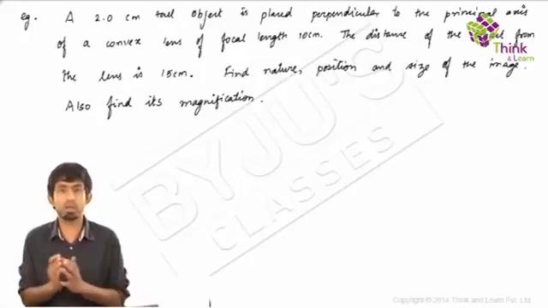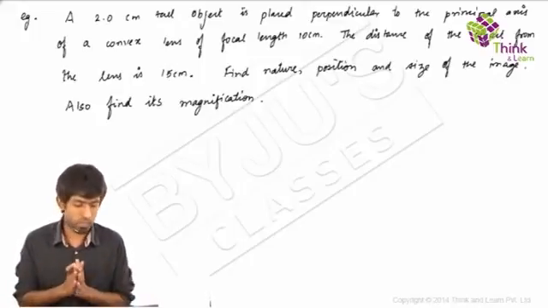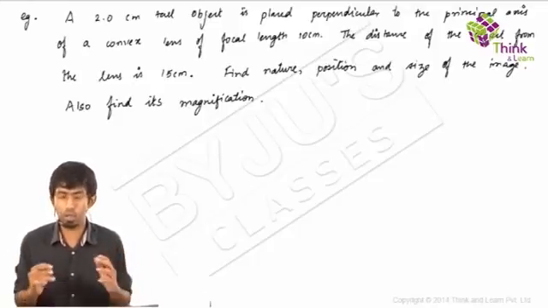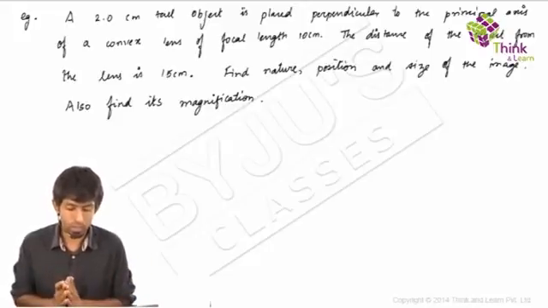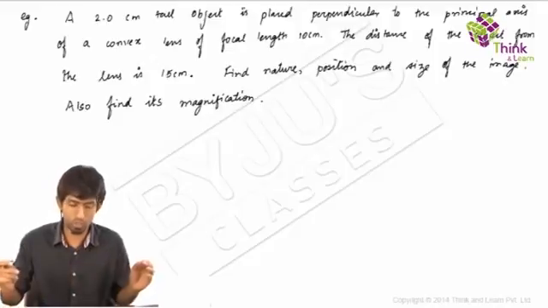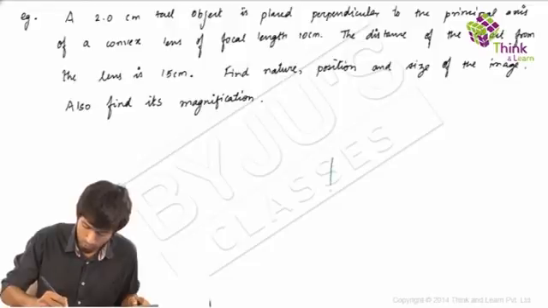Let's solve one of these examples as well. It sounds like a big problem, so that's our next question. A 2 centimeter tall object is placed perpendicular to the principal axis of a convex lens, sorry, of focal length 10 centimeters. When we read this, let's draw this out and represent it, even though to solve this problem, we don't need to.